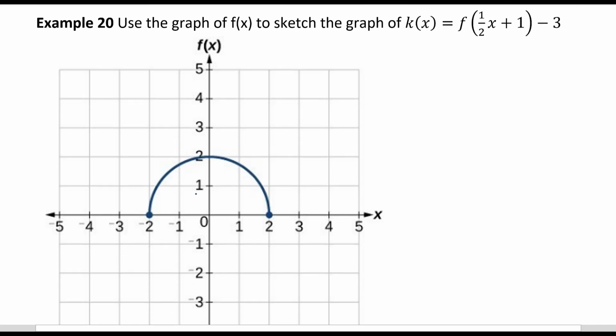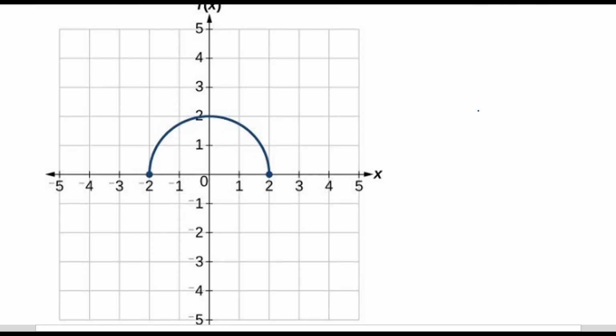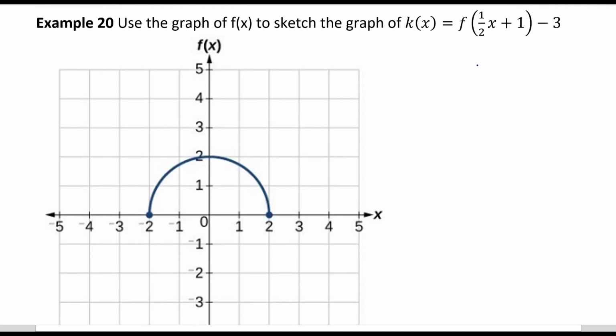So use the graph to sketch f of x. Use the graph of f of x to sketch k of x equals f of 1/2 x plus 1 minus 3. Okay, so obviously we'll have a vertical shift down. We have a horizontal shift of 1 to the left. And then the 1/2 means we're going to have a stretch by a factor of 1 over 1/2, which is a factor of 2.